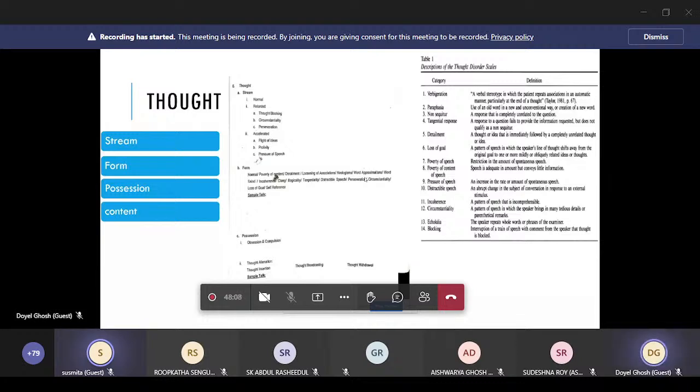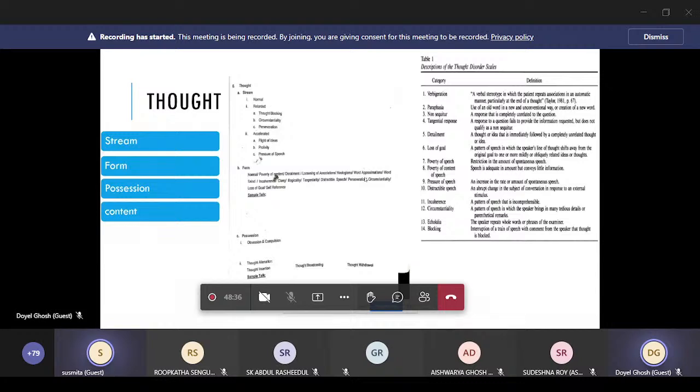Generally in OCD, the perseverative ideas are there, that the threat is gone, the need is gone, the demand is gone, but still I am thinking about what would happen if I don't do it, what if I don't count it. So I am in my mind perseverating with the thought. And what is flight of ideas? Flight of ideas are many ideas.